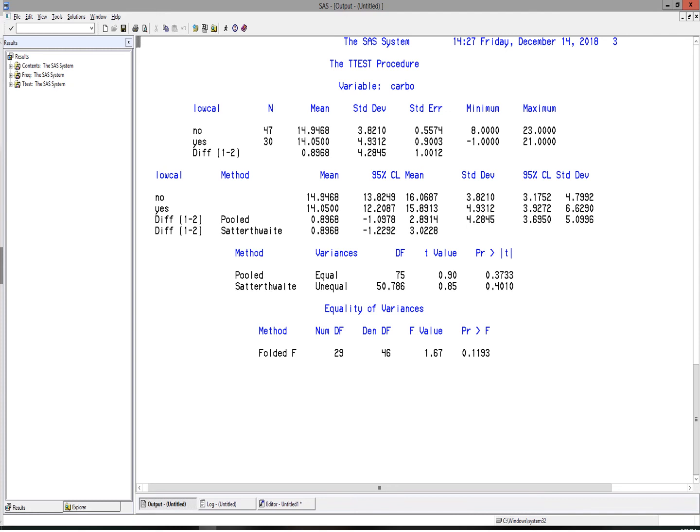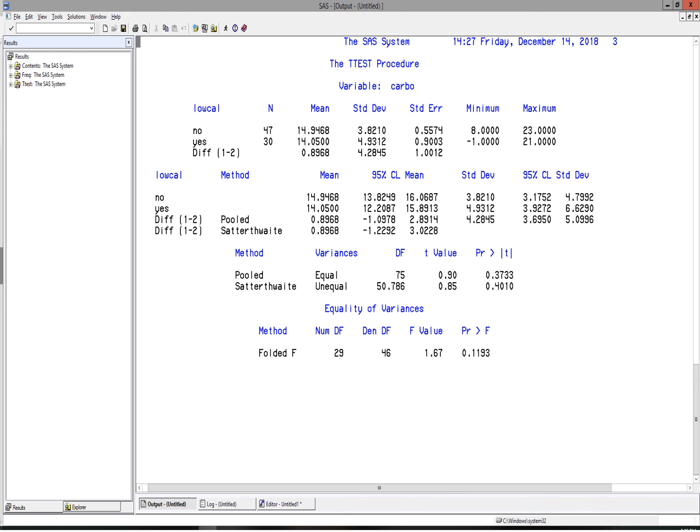To answer that inferential question, it's a little bit backwards, because we work our way from the bottom up in reading through the output. The first thing we look at is the very bottom, where it says equality of variances. That line tests whether the variances between the two groups are the same or different, because that will tell us which of the two types of t-tests to do.